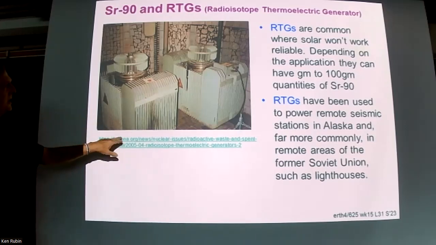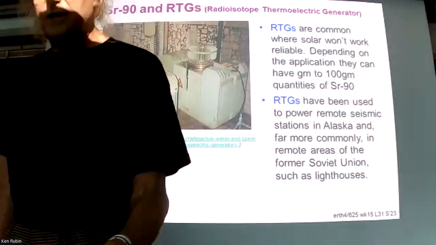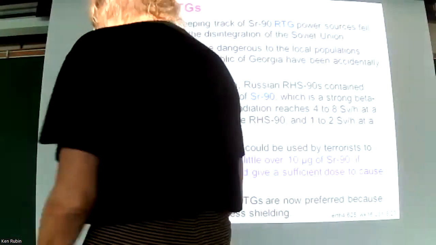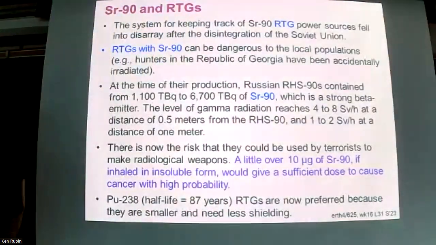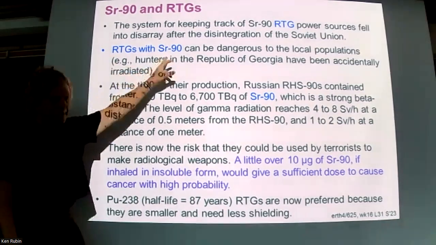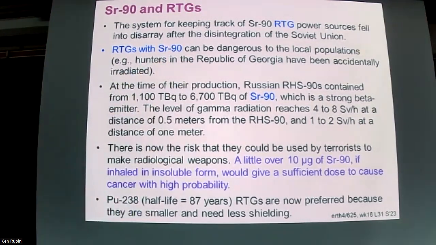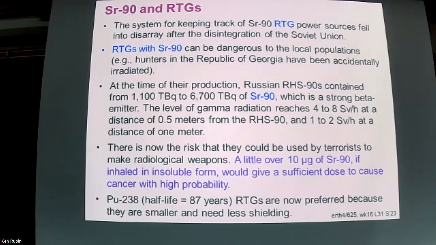This is a really long article that goes into the detail of this history, but it's a fairly well-known thing that there's a lot of strontium-90 now not accounted for, and it can be used for all sorts of different applications, including dirty bombs. It doesn't take very much of it to create a dirty bomb. An example is the Republic of Georgia, one of the former Soviet states, where a couple of farmers or hunters came in contact with one of these things and they became irradiated, and they didn't even know what it was.